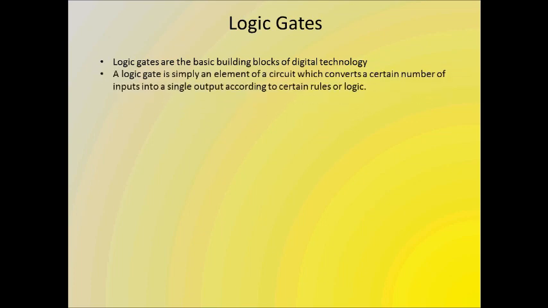Now, a logic gate is simply a circuit element which converts a certain number of inputs into a single output. So, in other words, it converts a combination of ons and offs, which are our inputs, into either on or off, which is our output.